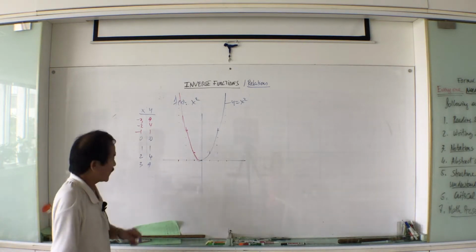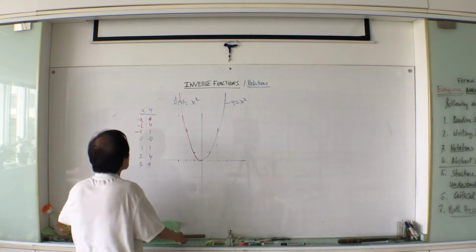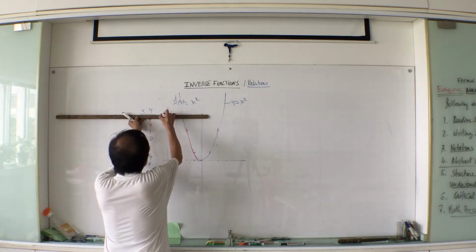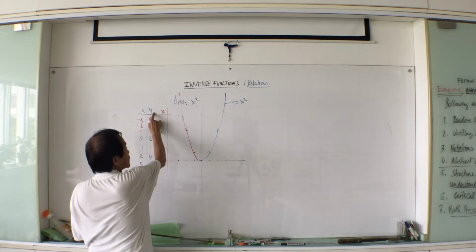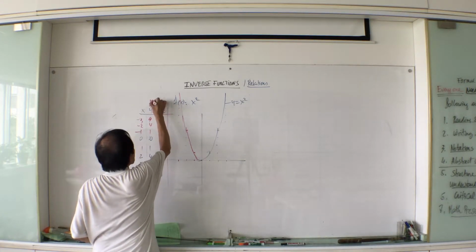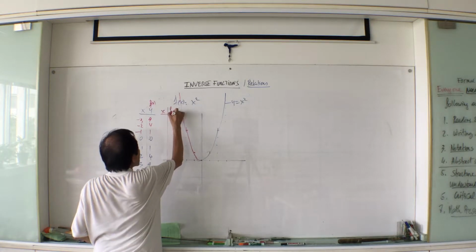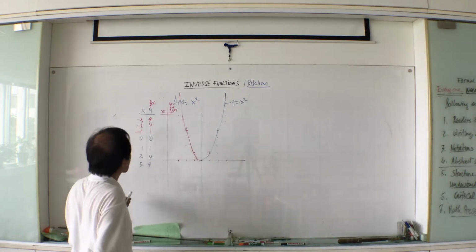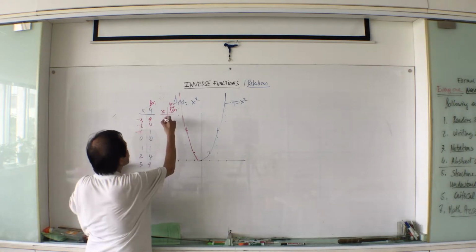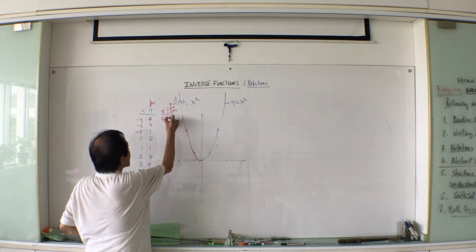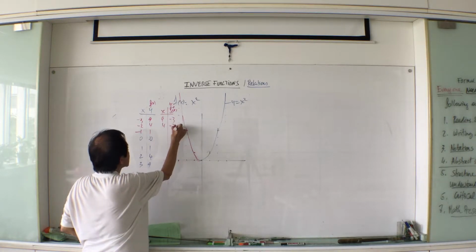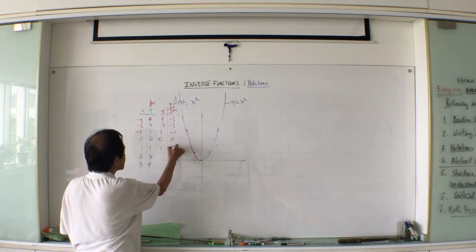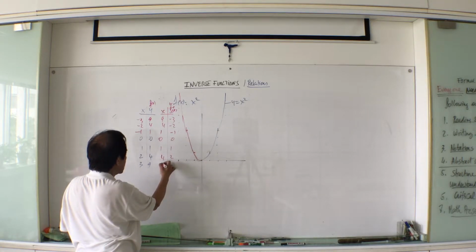Now, how to find the inverse? We know that for the inverse, we still have x here, but this y here is not the same y. So here is f of x, and this one is f inverse of x. How to do it? We just exchange between two of them, right? Then you have 9, negative 3, 4, negative 2, 1, 1 here, negative 1, 0 stays the same, 1 stays the same, 4 and 2, 9 and 3.